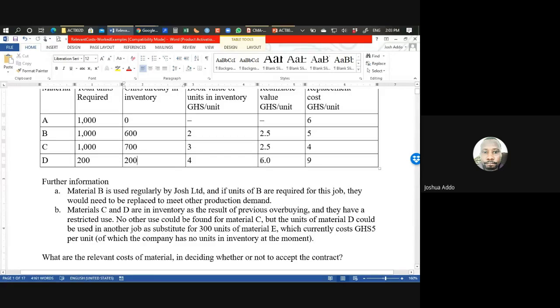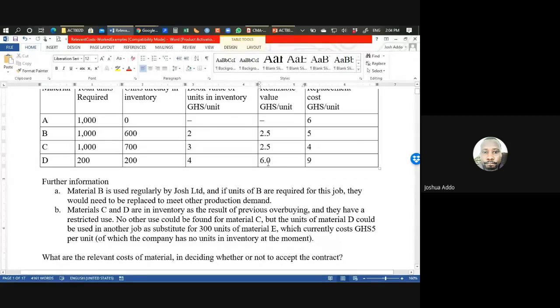We also see that we can sell 200. So now it becomes a comparison between the opportunity cost of 300 units, which means we have to go and buy 300 units of material E at 5 cedis, an opportunity cost of 1,500. Now let's look at the realizable value. If we sell and we can get more than 1,500, then it is better to sell and go and buy the 1,500 worth of material E so that we can keep the difference.